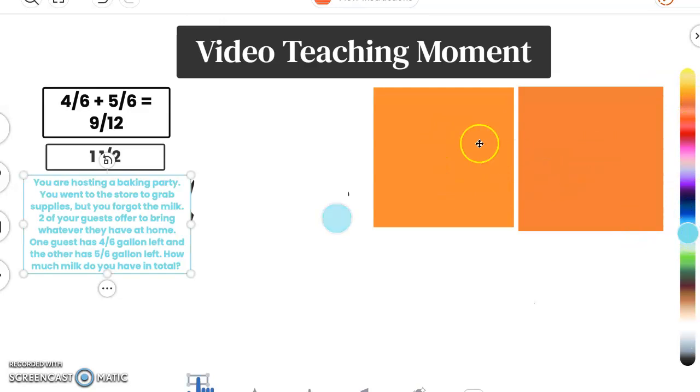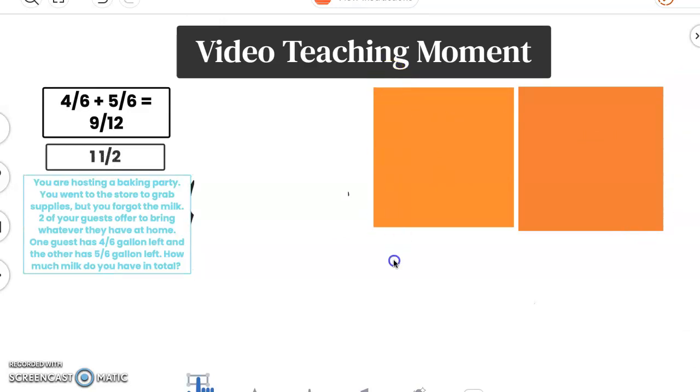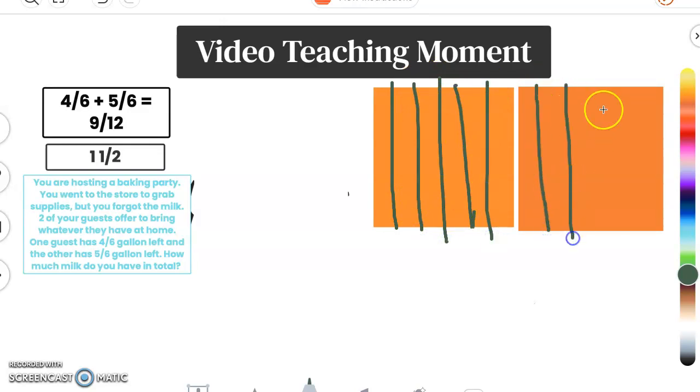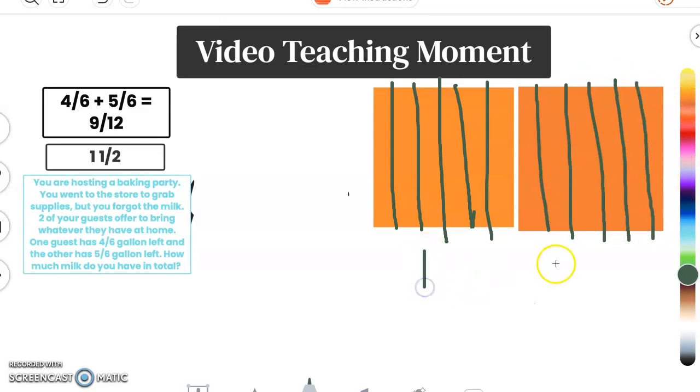Now I can also show them a different way of getting our answer. We can actually use these 2 orange squares, and we can separate them into 6 parts. 1, 2, 3, 4, 5, 6. 1, 2, 3, 4, 5, 6. Okay. So this will represent our first gallon and our second gallon.